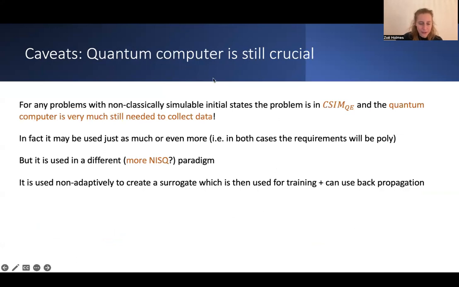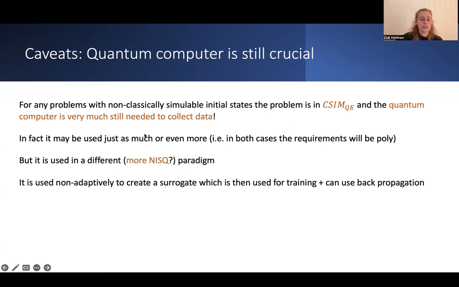Next one. Okay, so crucially, this isn't a dequantization. The quantum computer is still crucial. For any problem with non-classically simulable initial states, for example, a QNN that you're trying to use to classify some ground states of some interesting material, the quantum computer is very much still needed to collect the data. And in fact, all we've said so far is that it's simulable in terms of CSIM-QE. So it's simulable using a polynomial amount of training data from the quantum computer.